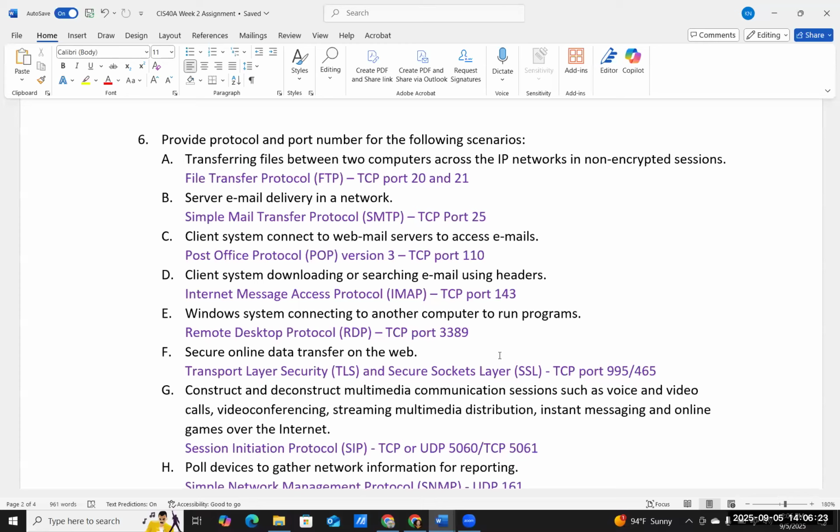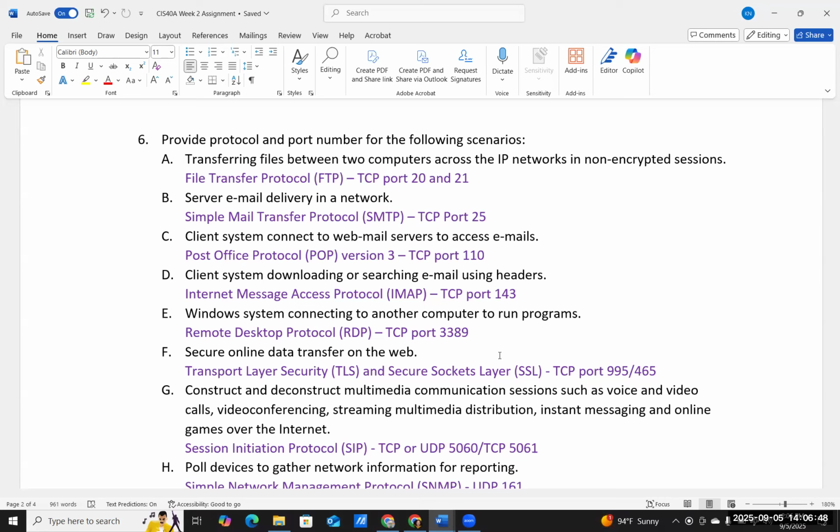So on the client system, so the C and D, the POP3 and the IMAP, it's for your computer, the system that's connecting to the server, right? But the SMTP is for the server itself, so that's the difference. And IMAP uses port 143.